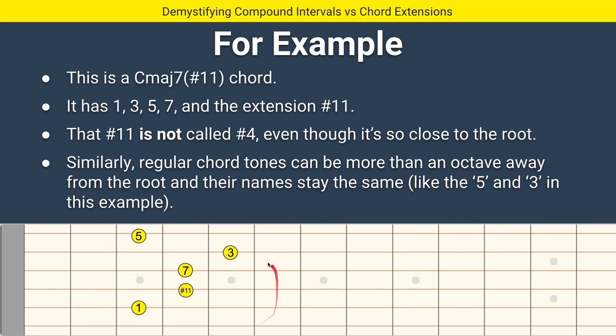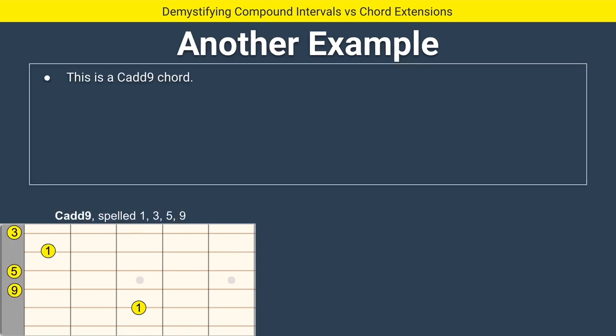As a chord tone, these 1 through 7 numbers are always just going to be what they are anywhere on the fretboard. And the extension's the same thing. Anywhere else that this sharp 11 might exist is just called sharp 11. It doesn't have to be an octave away. That's the main takeaway here, that the extensions could be below the root and you'd still call it sharp 11. So let's just do another example here.